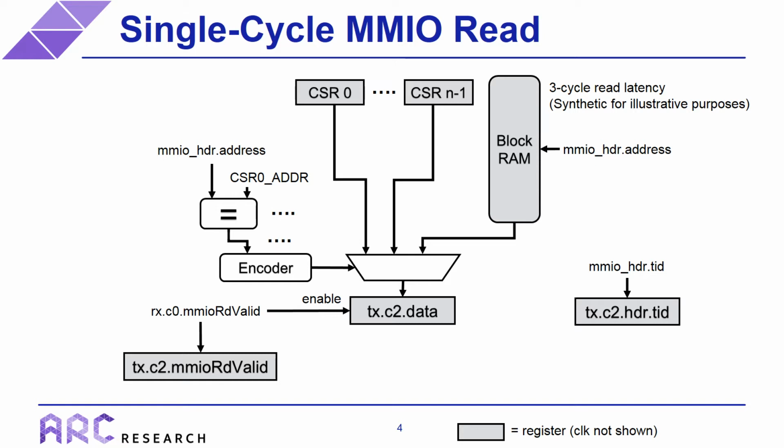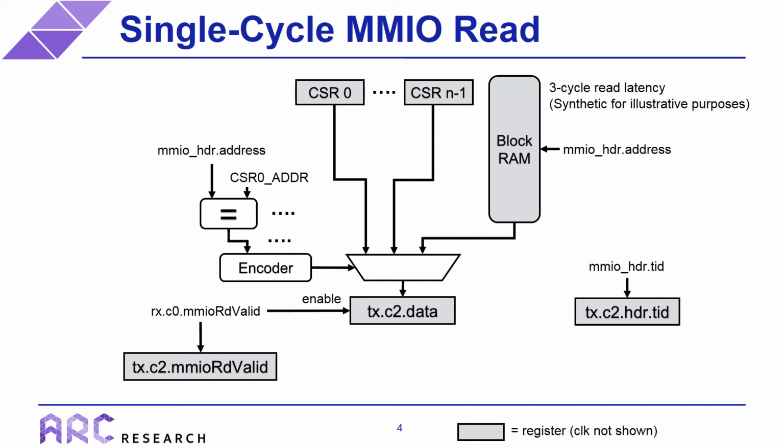And now we could conceptually add a block RAM to this mux to select between the registers or the block RAM. But in this example, I'm going to show you the block RAM has a 3-cycle read latency. Now this is somewhat synthetic. Normally a block RAM would have either a 1 or a 2-cycle read latency, which would still require the changes I'm going to show you, but I made it 3 just to make this example a little bit more obvious of what the problems are.